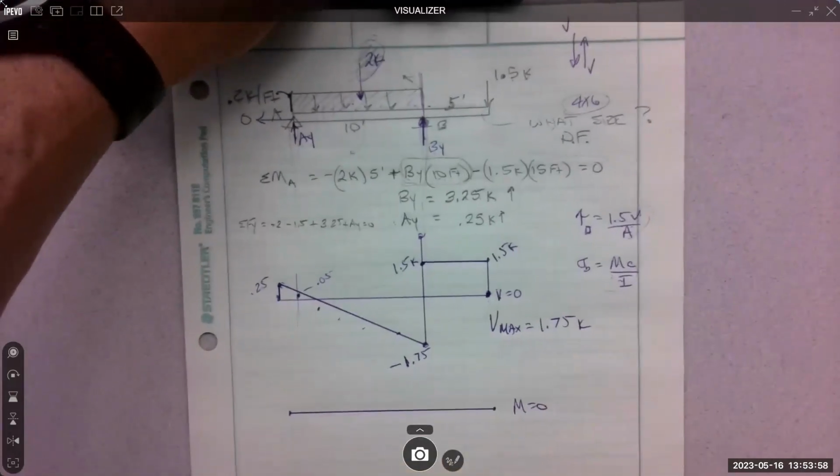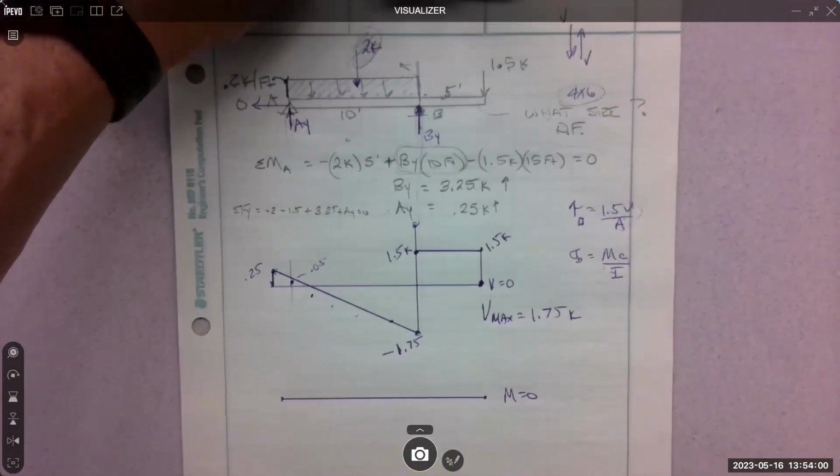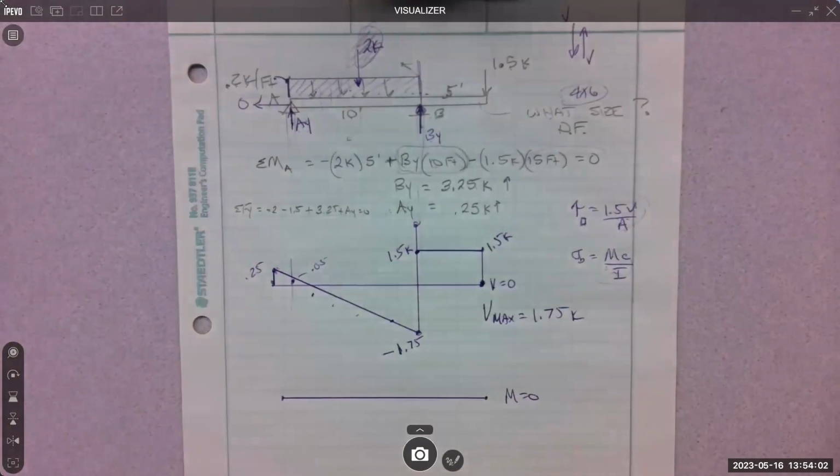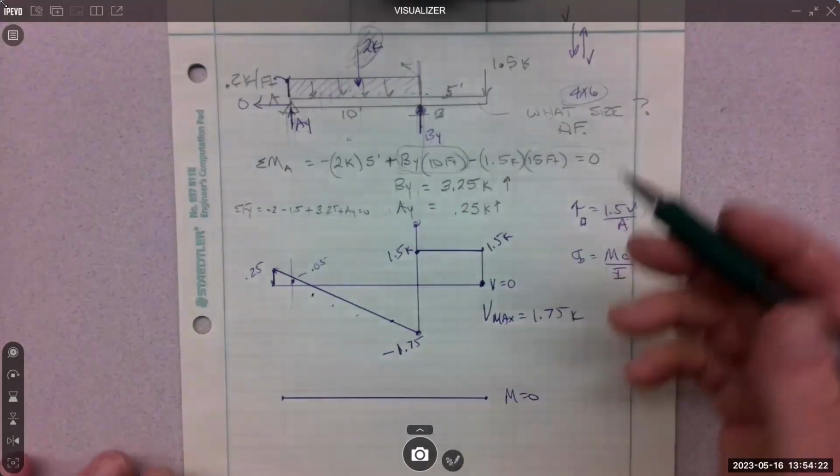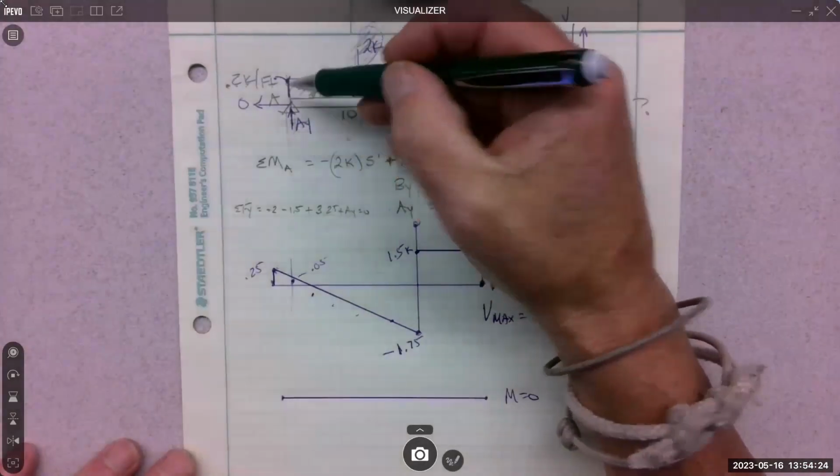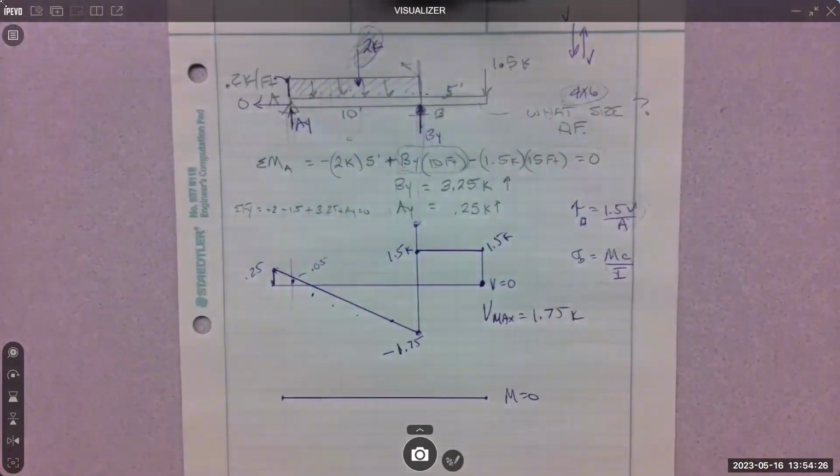All right. So here's the deal. The moment diagram, we can develop the moment diagram from the shear diagram. There's ways to do that. But you can also literally just go plot points. We know what a moment is, right? It's force times distance.